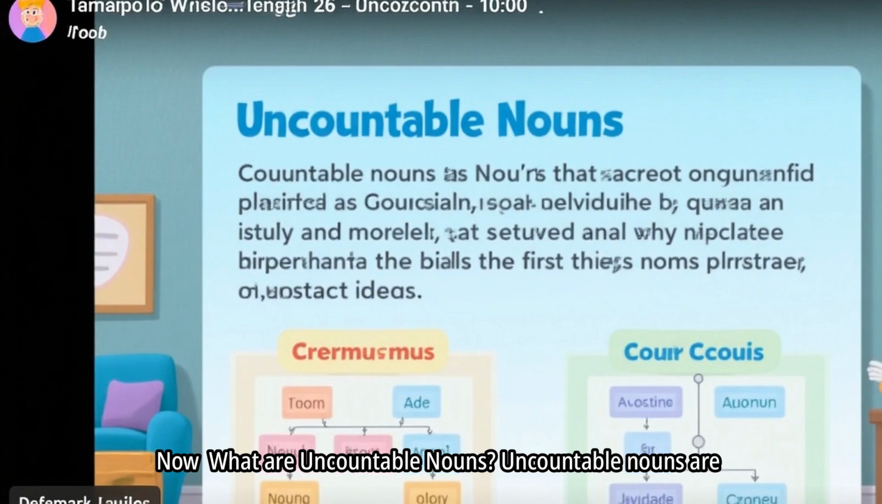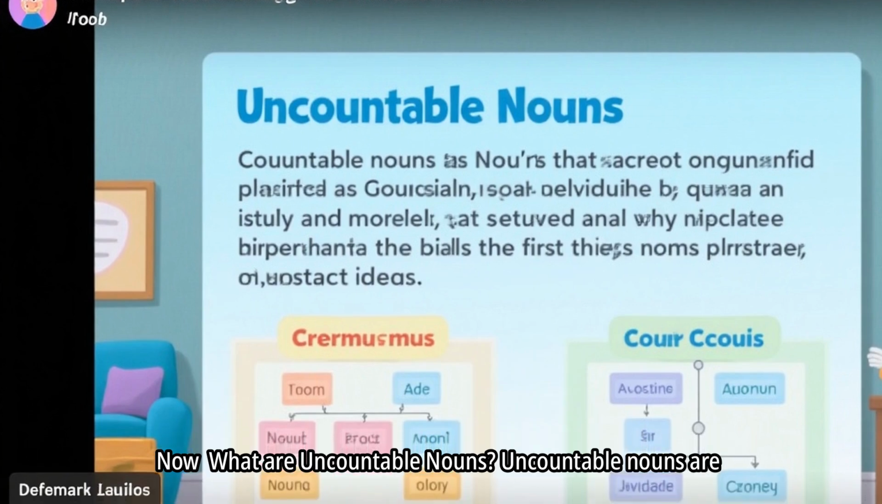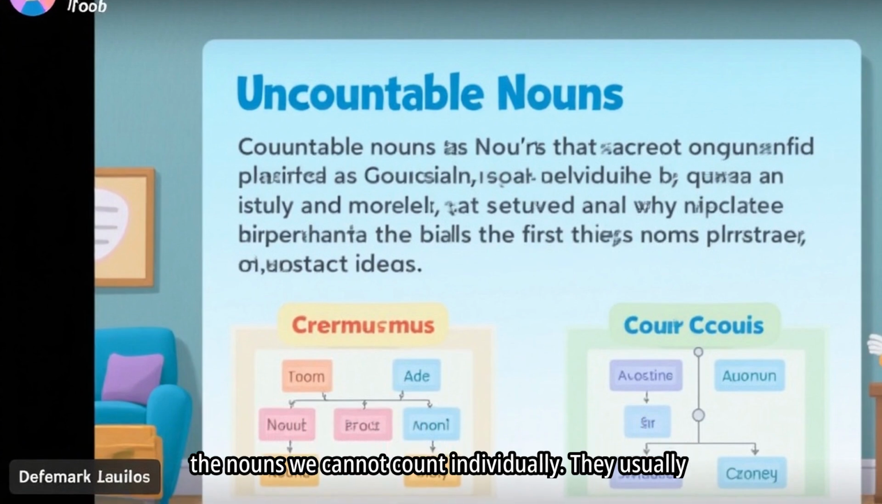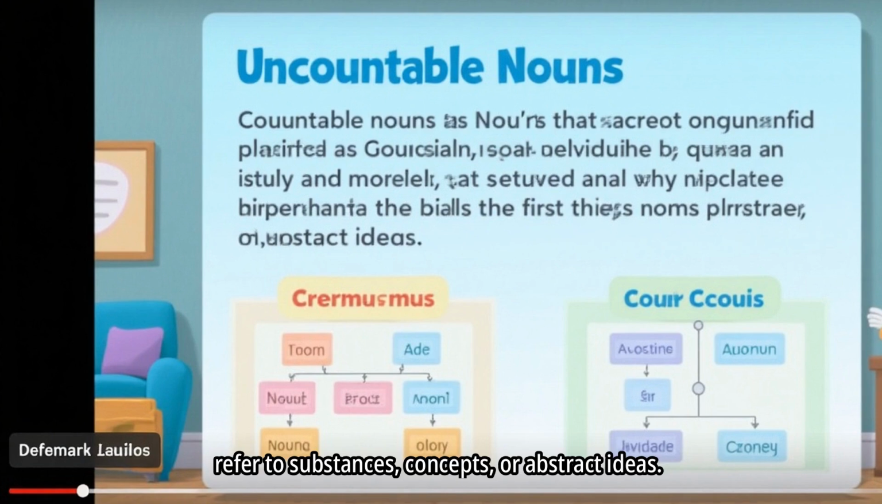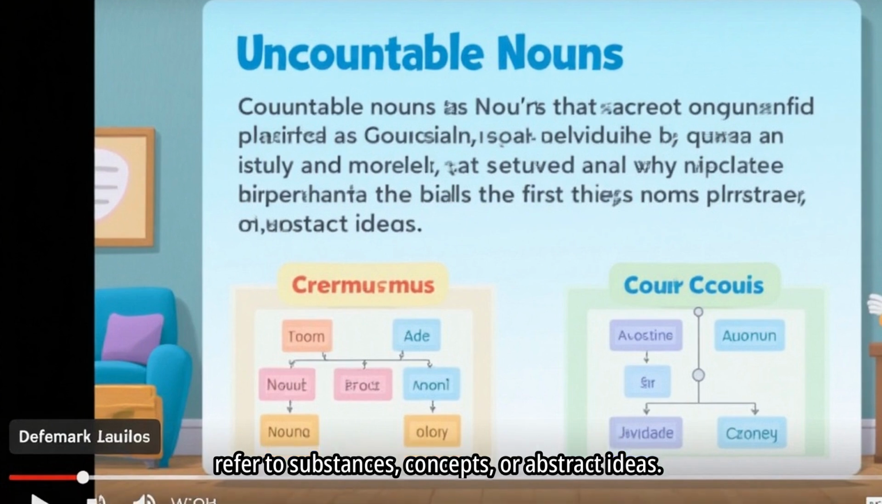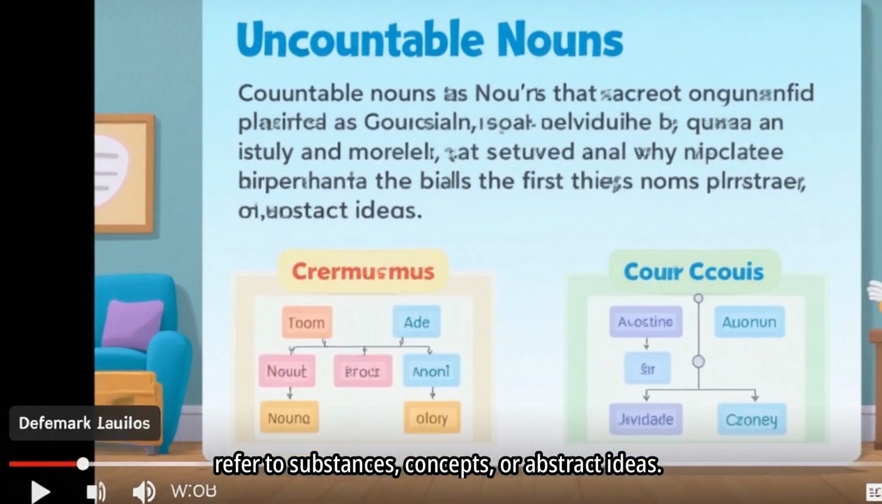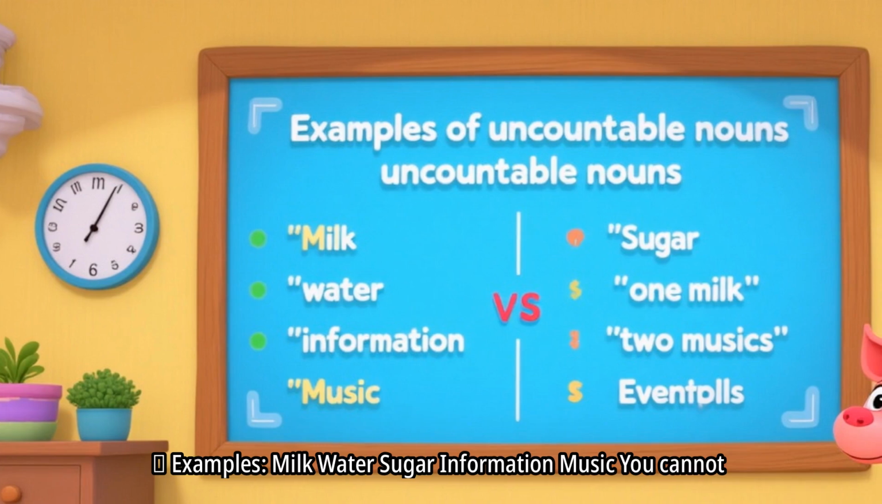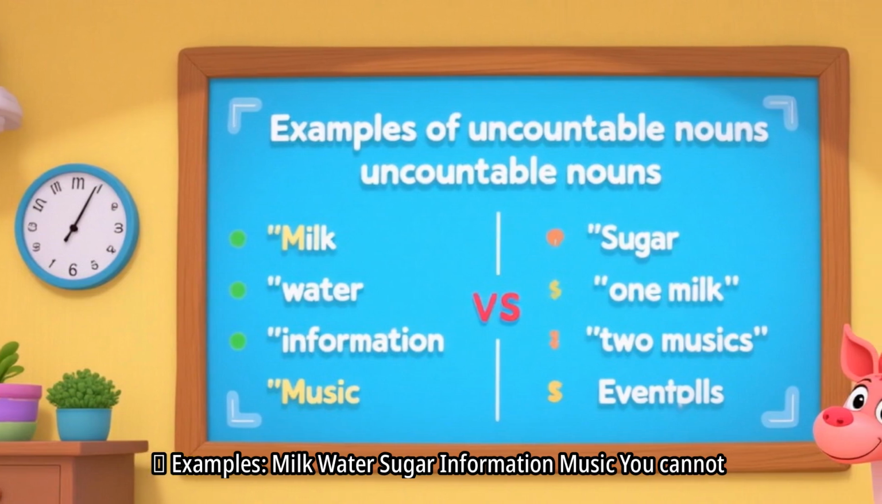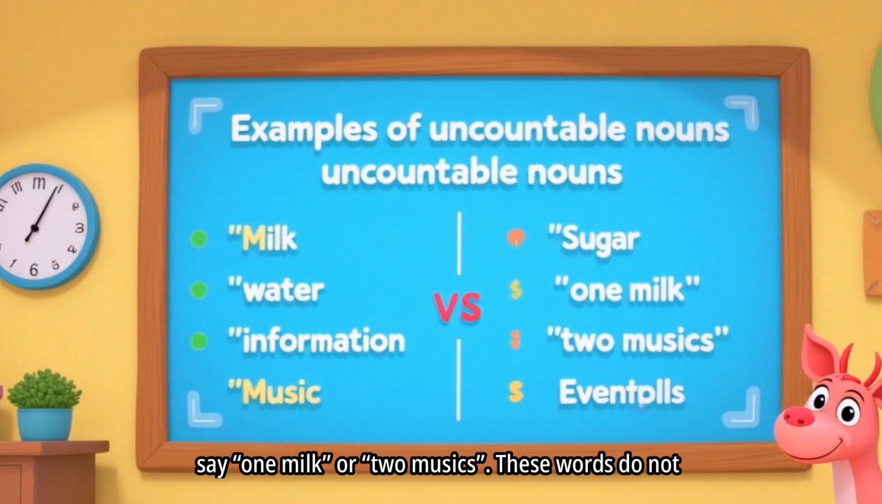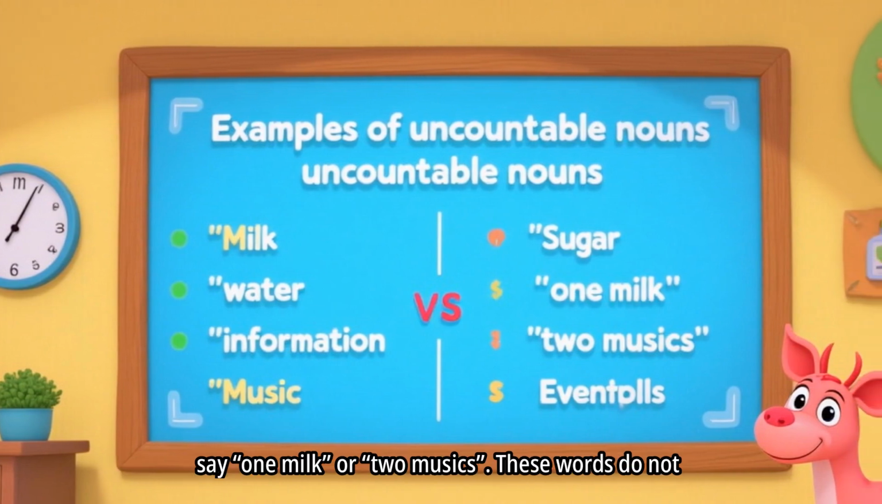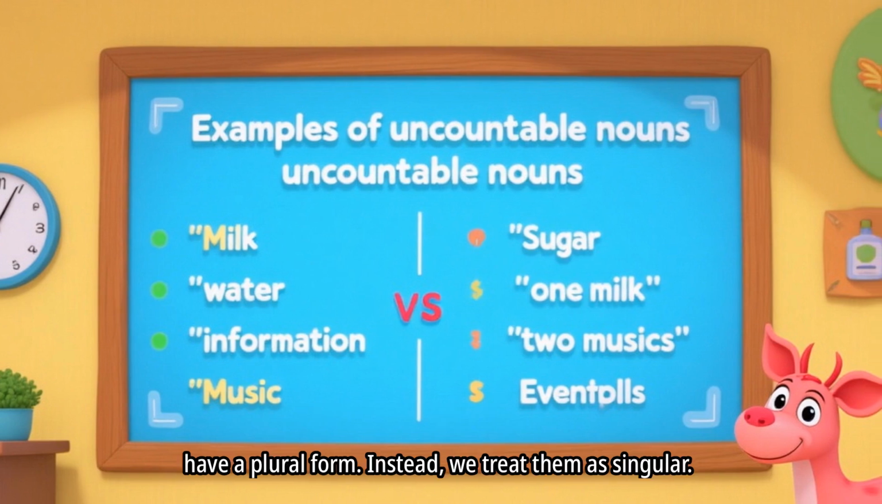Now, what are uncountable nouns? Uncountable nouns are the nouns we cannot count individually. They usually refer to substances, concepts, or abstract ideas. Examples: milk, water, sugar, information, music. You cannot say 1 milk or 2 musics.